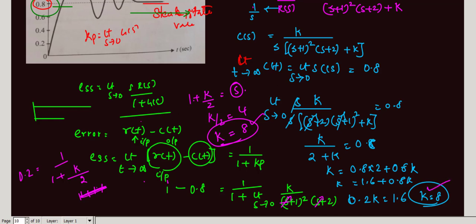So here error is nothing but the deviation of the output from the input. Steady state error equals limit t tends to infinity of r of t minus c of t. As t tends to infinity, the given input is the unit step input, which is 1, and the output c of t has a final value of 0.8. If you substitute this, you get the answer. This is the method 2 approach. Whichever method is easy for you, you can follow that. Okay, thank you.